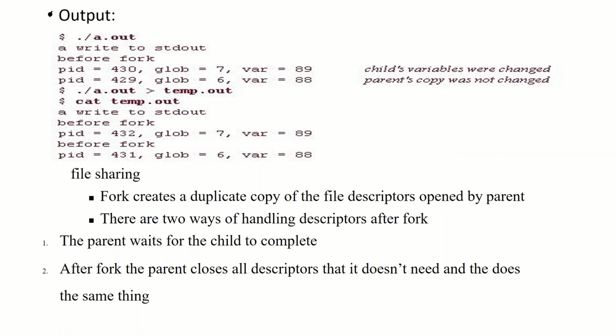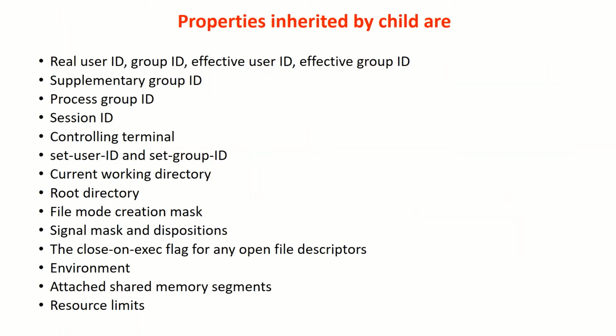Okay. Here in this slide we have discussed some of the properties inherited by a child process. Besides open files, the other properties inherited by children are discussed here. First are the real user ID, real group ID, effective user ID and effective group ID. Then the supplementary group IDs, if required. Then the process group ID and the session ID. Then the controlling terminal, required to manage and control the execution of the process.